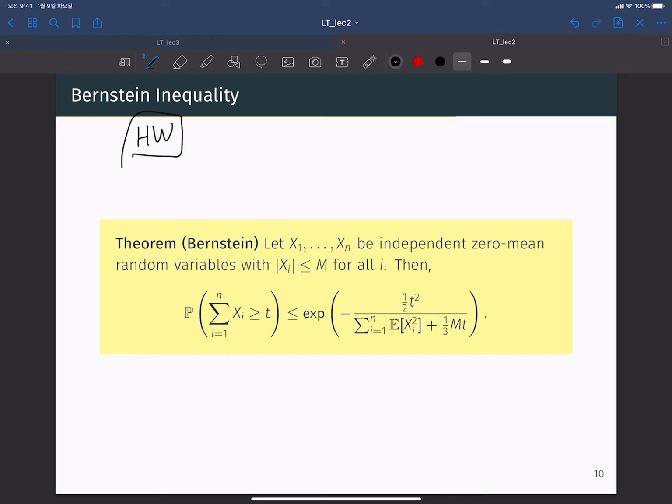But here we have to use Taylor's expansion to reinterpret the MGF. When you reinterpret the MGF using Taylor expansion, in the end you can make a Bernstein inequality. Indeed, there are a lot of materials and proof details on the internet, in Google. When you search Bernstein inequality proof, you can see tons of results.